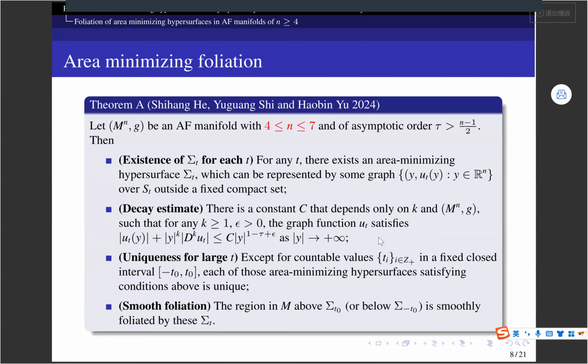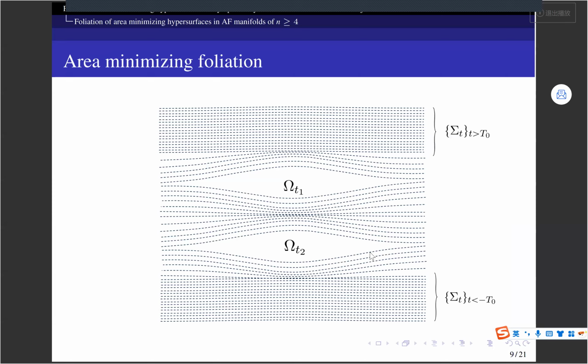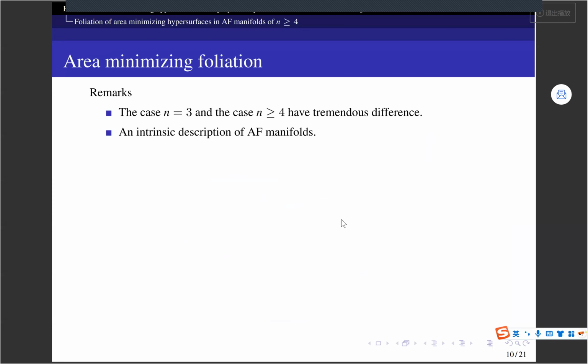So let us just go ahead. Yeah, there are several remarks. The first is that, as you can see from the theorem or the observation by Schoen and Yau, the case of dimension 3 and higher dimensions are tremendously different, since in dimension 3 you have Schoen's conjecture, and in higher dimensions you can construct so many area minimizing hypersurfaces.